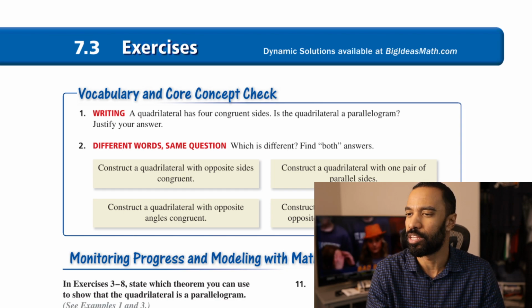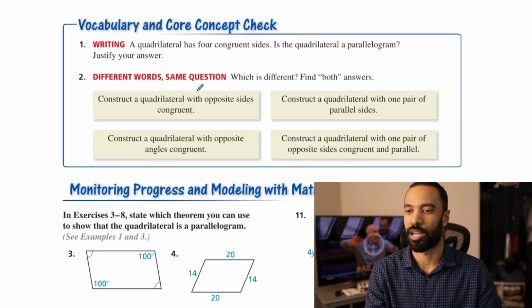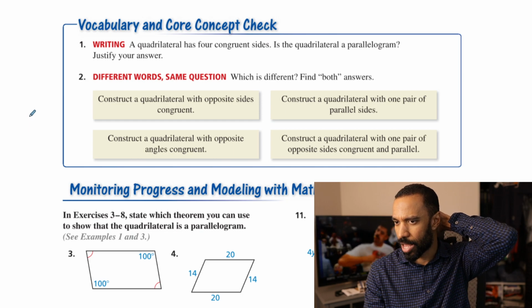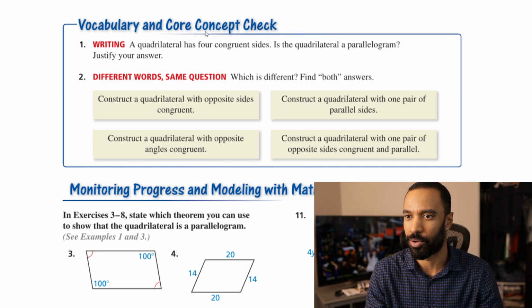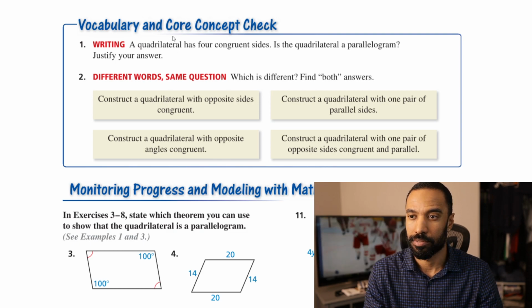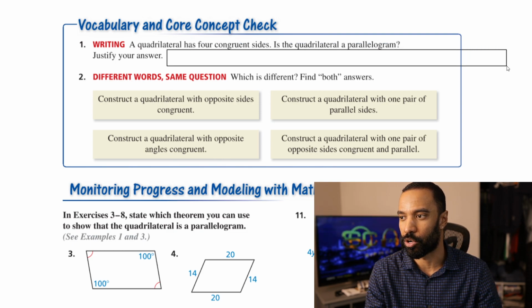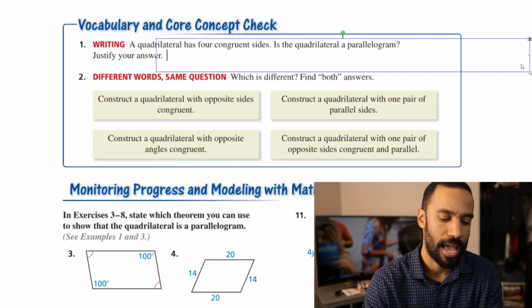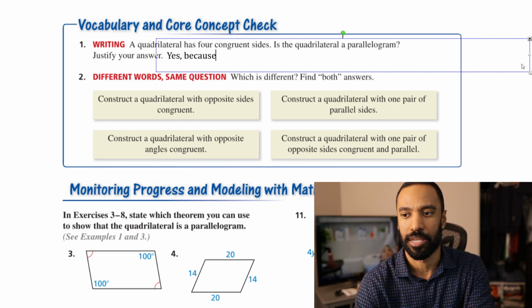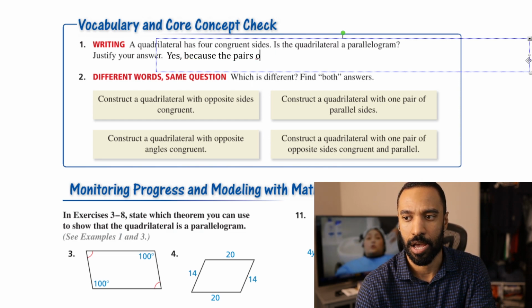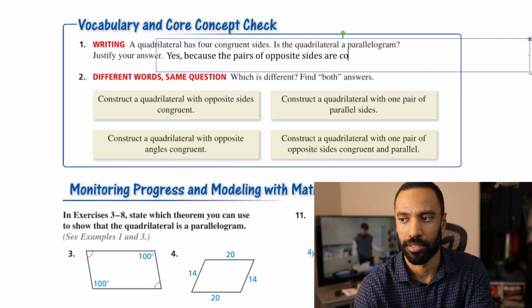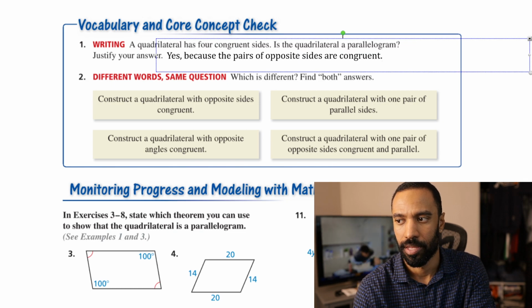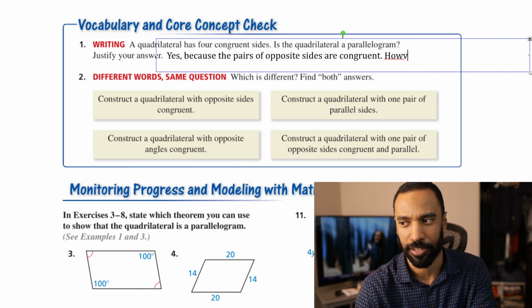Let's go ahead and move into the vocabulary and core concept check and see what they have. A quadrilateral has 4 congruent sides. Is the quadrilateral a parallelogram? Justify your answer. Yes. There is something more specific called a rhombus, but yes, it is, because the pairs of opposite sides are congruent. It doesn't matter that they're all the same. However, it is more specifically known as a rhombus.